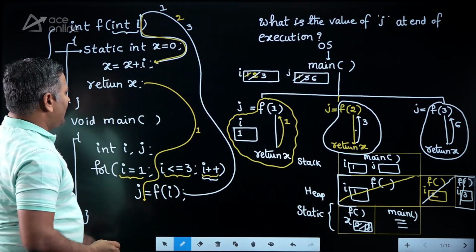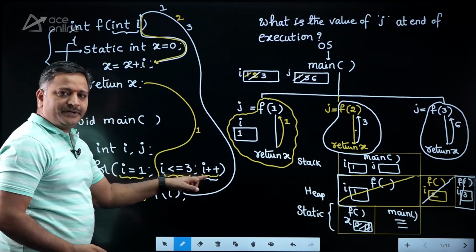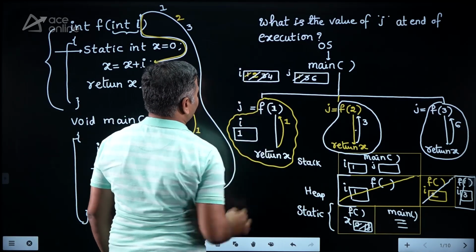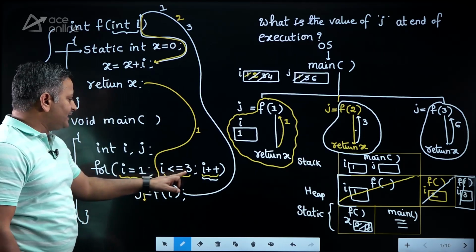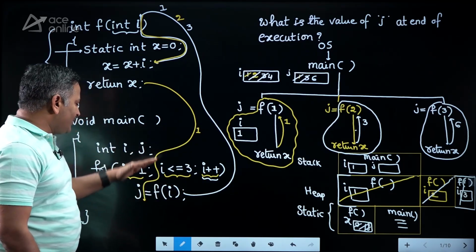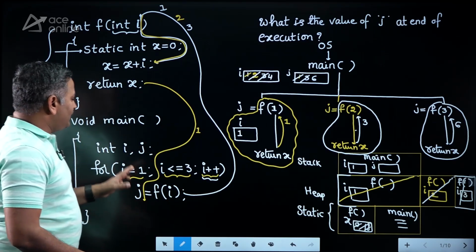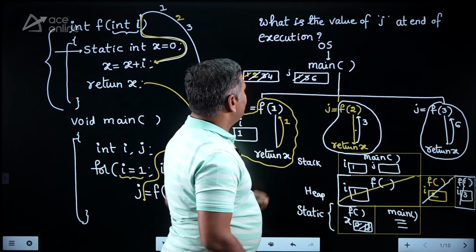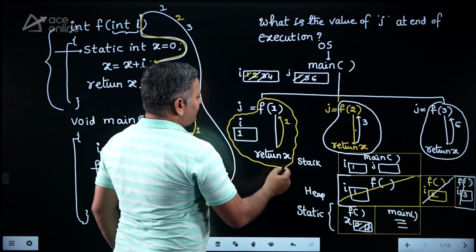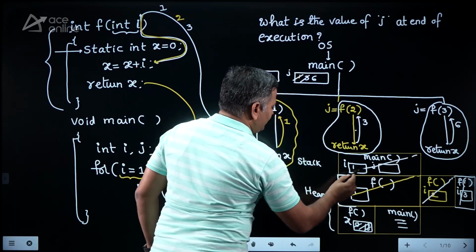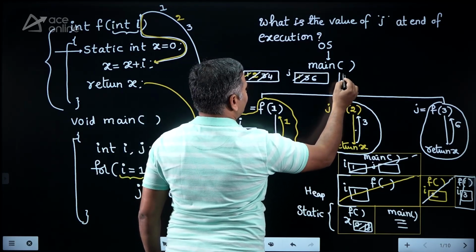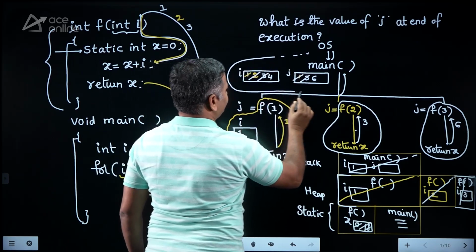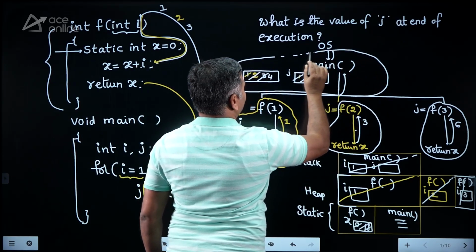Right, friends? Okay. After that, again i will be incremented, i plus plus. So i plus plus means the i value is 4. Once the i value is 4, the condition 4 less than or equal to 3 fails. Therefore, it will come out of the loop. So at the end of the execution, the content of j is 6. After returning, this activation is also deleted, and the main activation is also deleted. From here, control goes back to the operating system.